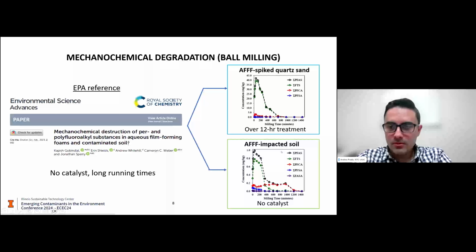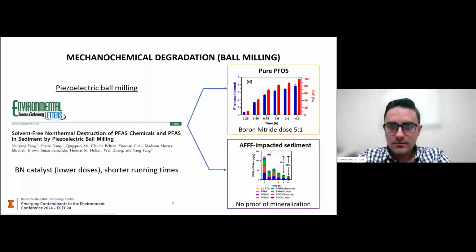Then they demonstrated that it also works in soil impacted with these foams, but they have to run it for almost 24 hours to reduce the concentrations. And they didn't measure the fluoride concentration, so they didn't demonstrate the actual destruction of the PFAS.